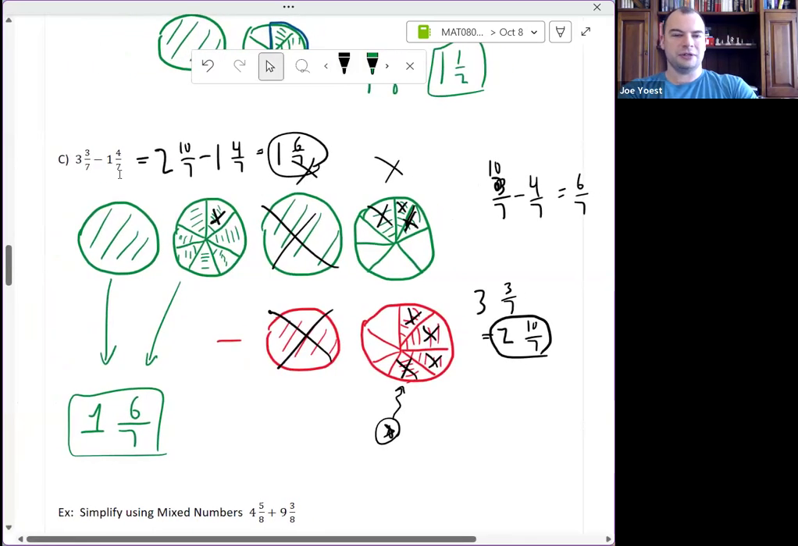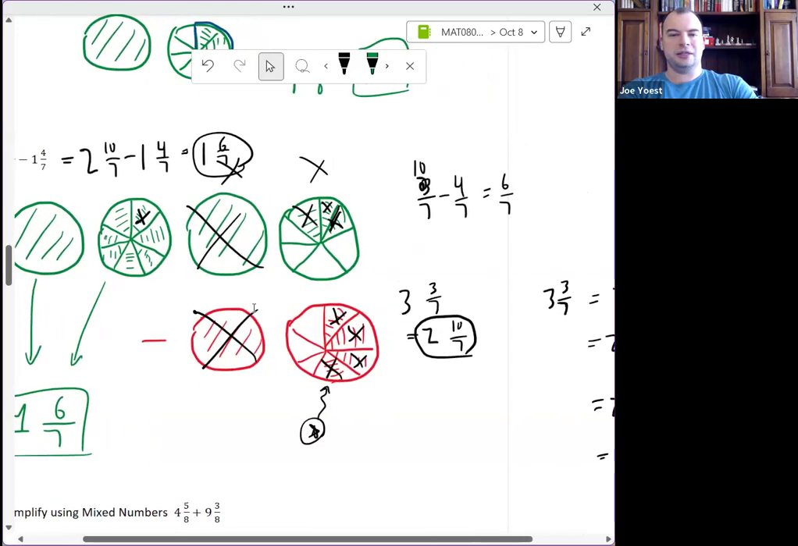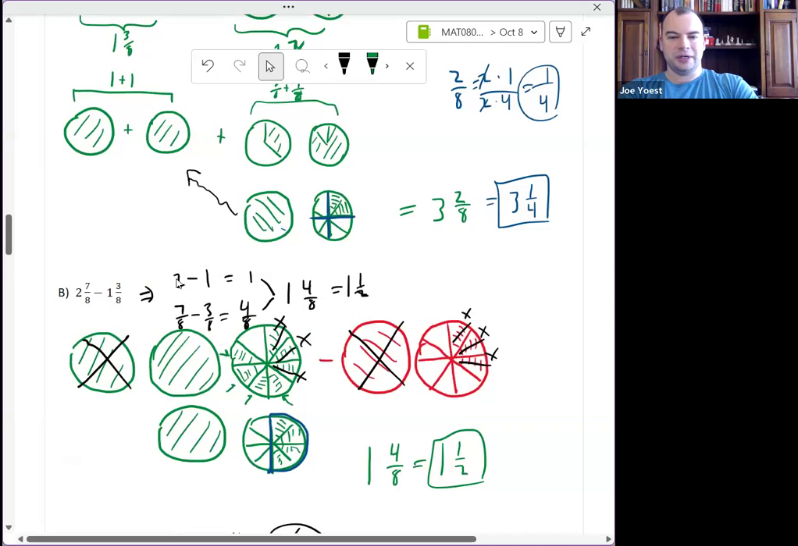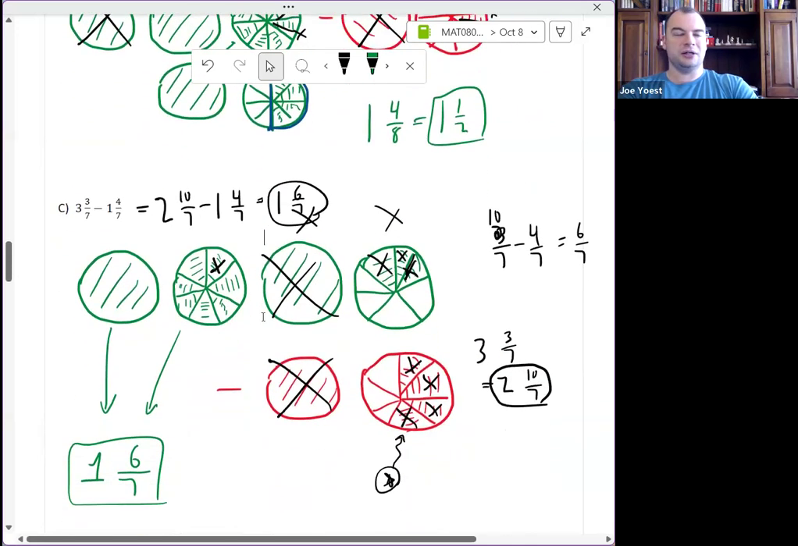So when we're subtracting, the first thing we'll do is check if we need to borrow. And if we do need to borrow, then we'll do an operation like this. If we don't, then we can just subtract the wholes and subtract the fractional parts. If we do need to borrow, we borrow, and then we subtract the wholes and subtract the fractional parts.